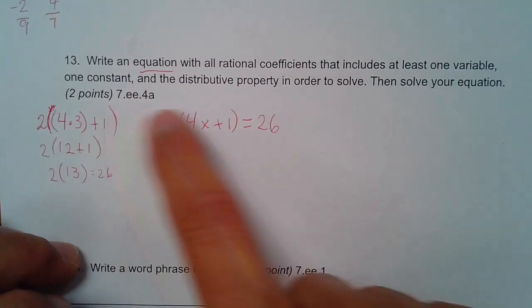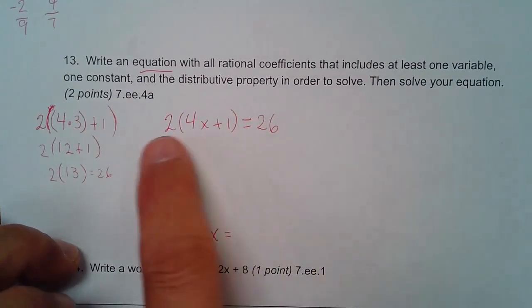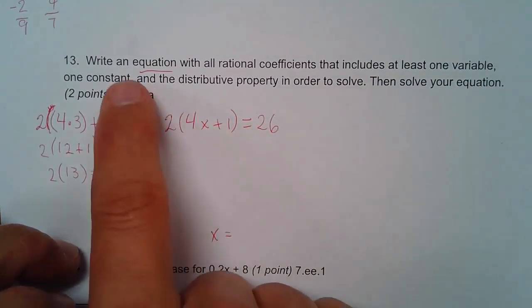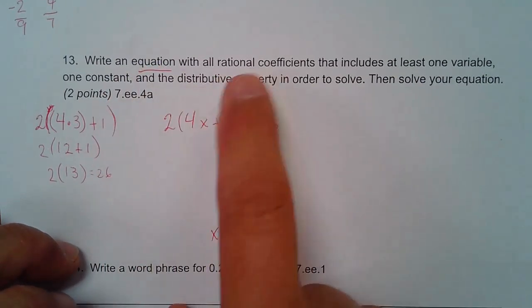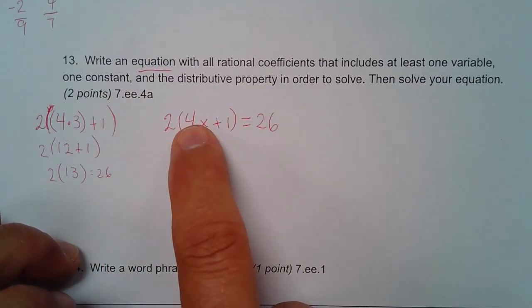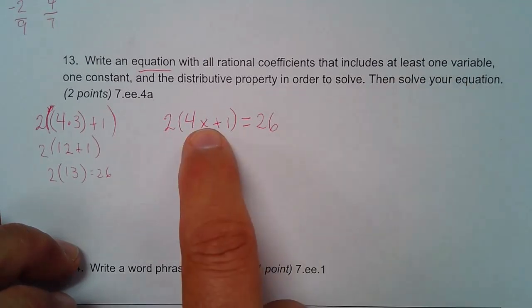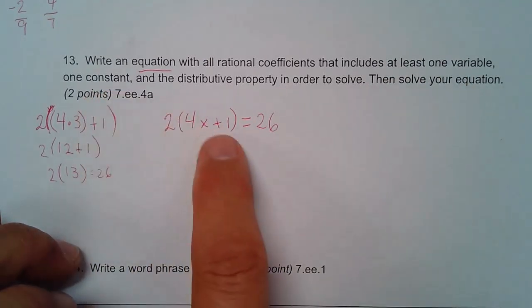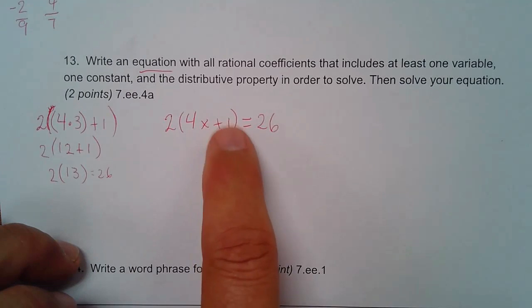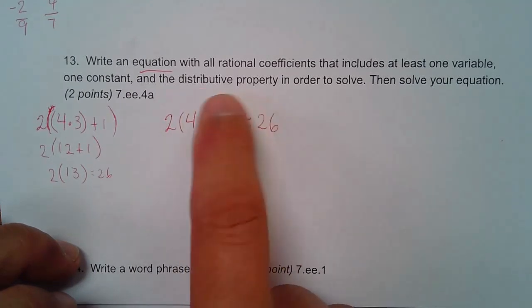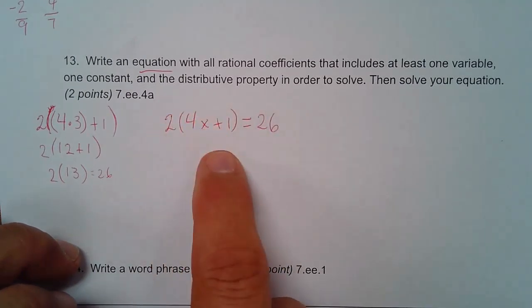But now you're asked to solve the equation. So we've built it. It's an equation. Rational coefficient is 4. It has a variable, that variable is x. It has a constant, plus 1. That's the constant. I'm using the distributive property. I'm distributing the 2 to everything.